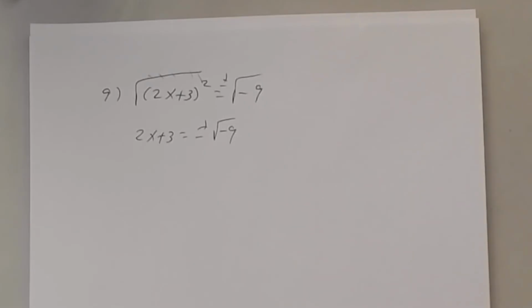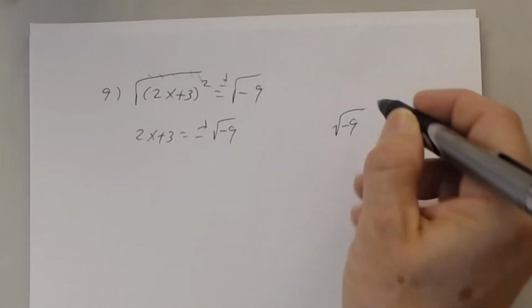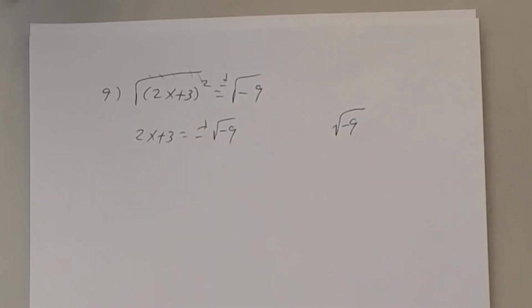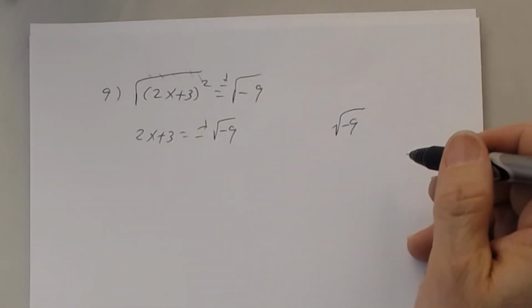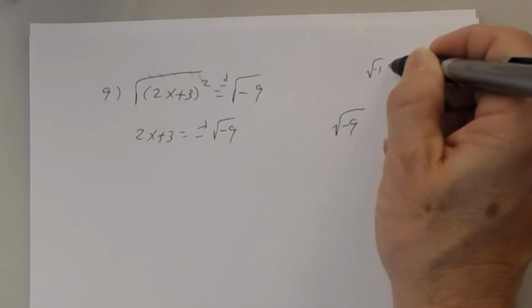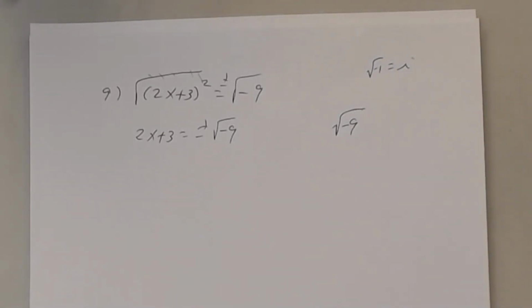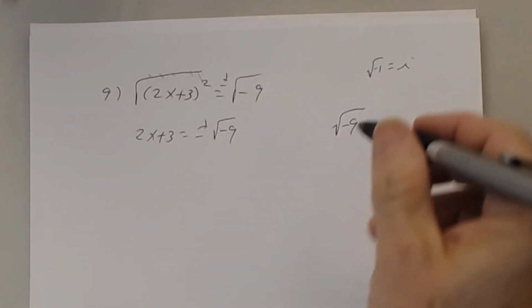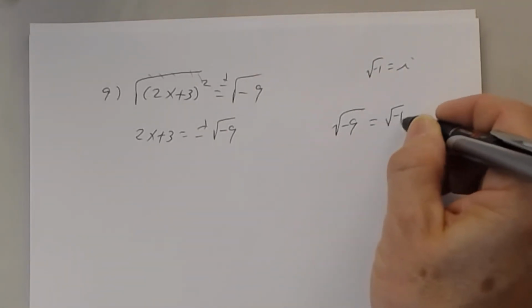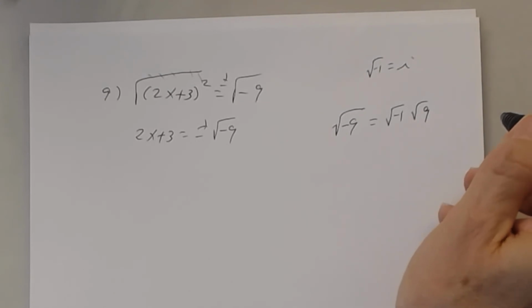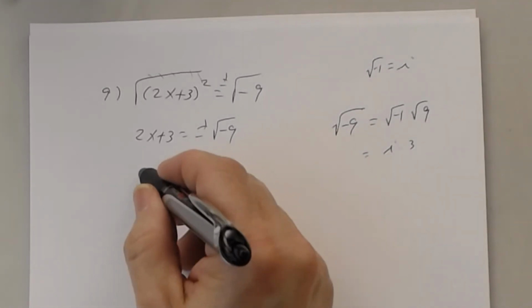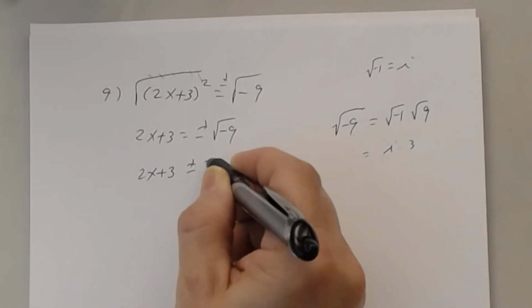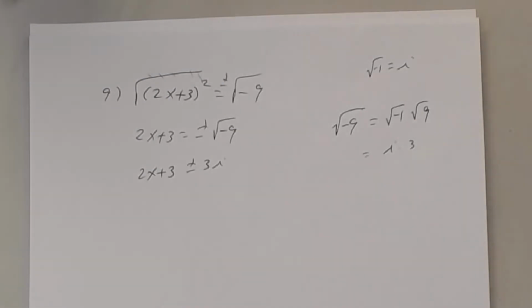All right, now let's talk about the square root of a negative 9. Let's see if you remember something about that. Okay, it's an imaginary number, very good. Because remember at the beginning of the lesson we talked about the fact that the square root of a negative 1 is equal to the imaginary unit i. And I can write the square root of a negative 9 as the square root of a negative 1 times the square root of 9, right? So that's i times 3, but we prefer to write it as 3i. So do y'all agree that 2x plus 3 equals plus or minus 3i?